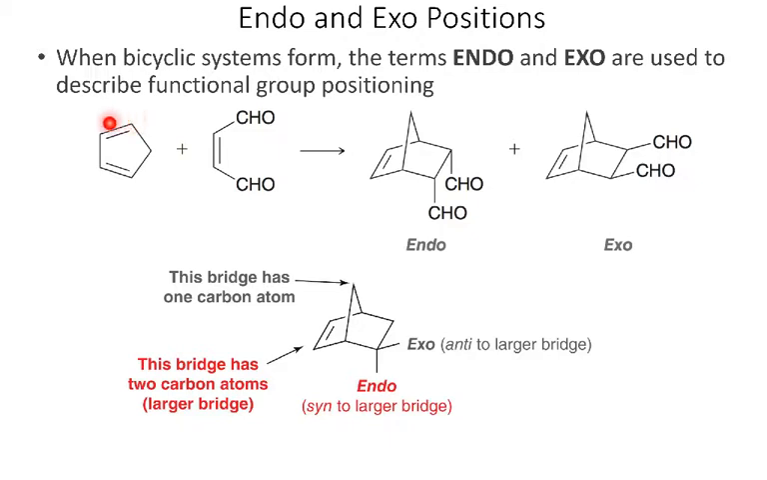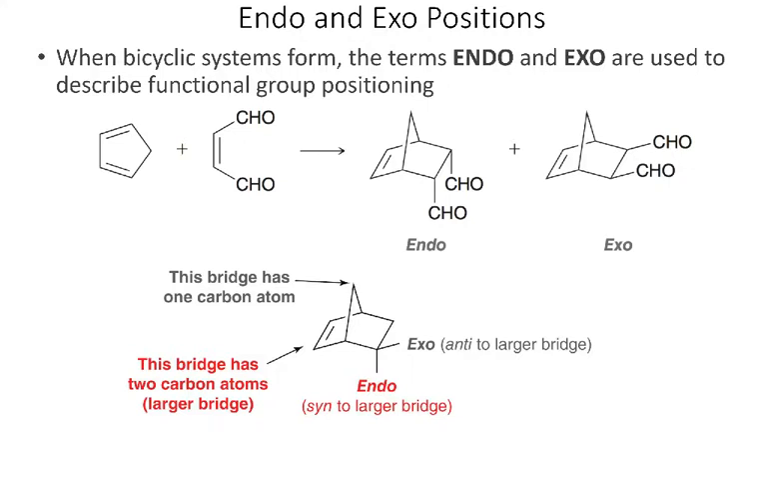So when we start with a cyclic diene, and therefore end up with a bicyclic product, we use the terms endo and exo to refer to the positioning of these functional groups. Now, endo and exo has nothing to do with endothermic and exothermic. We're just using the same terms with different meanings in this case. So what these terms mean, when we have the bicyclic system that doesn't include the functional groups we're talking about, we have a smaller bridge and a larger bridge, right? This bridge is 1 atom, this bridge is 2 atoms. So the endo and exo refer to the positioning of the functional groups relative to the larger bridge.